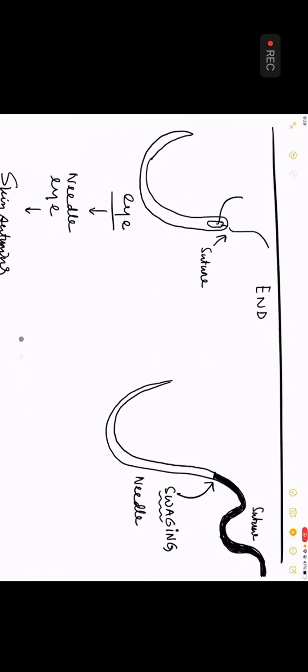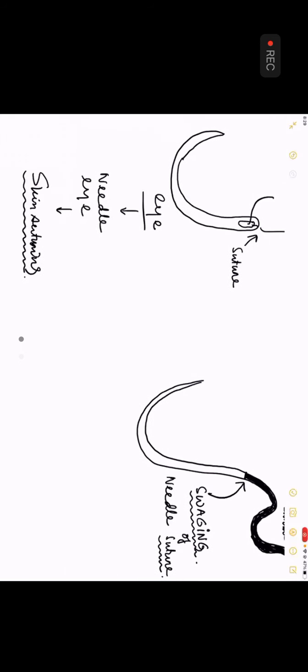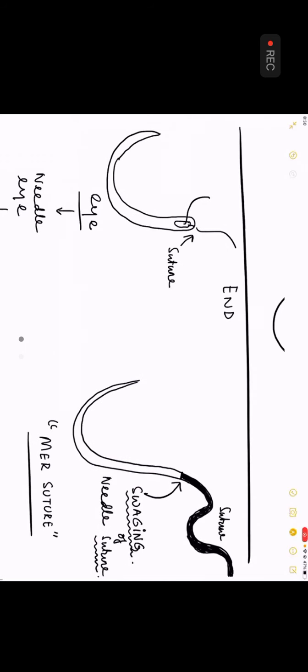Swaging. Swaging of suture. And when you talk about swaging of a suture, remember these sutures were invented by an engineer called Marr, and they are called Mur sutures. So this is history, not required to know.